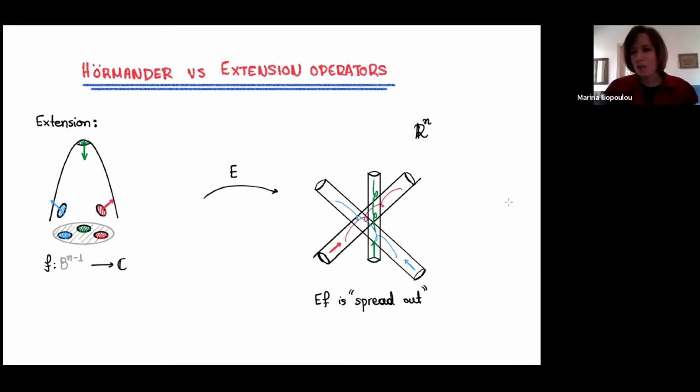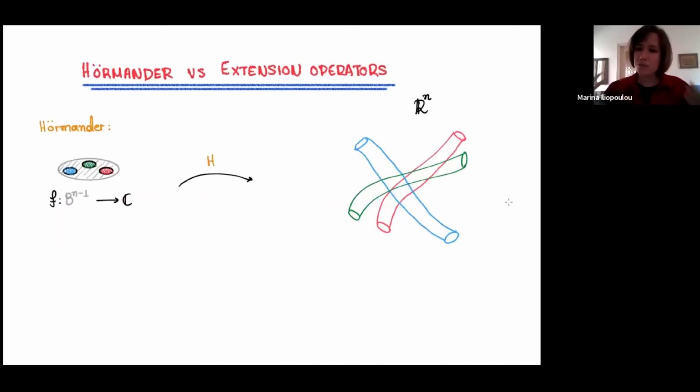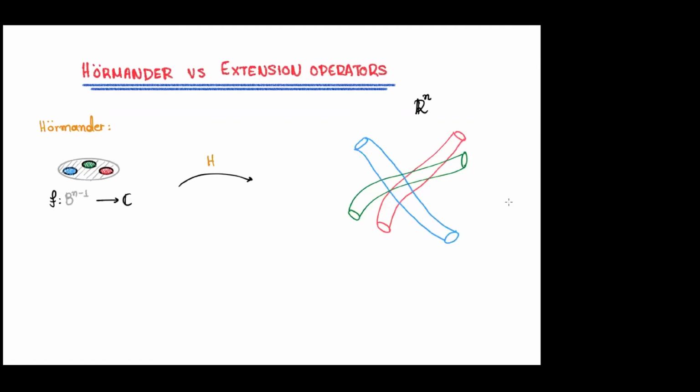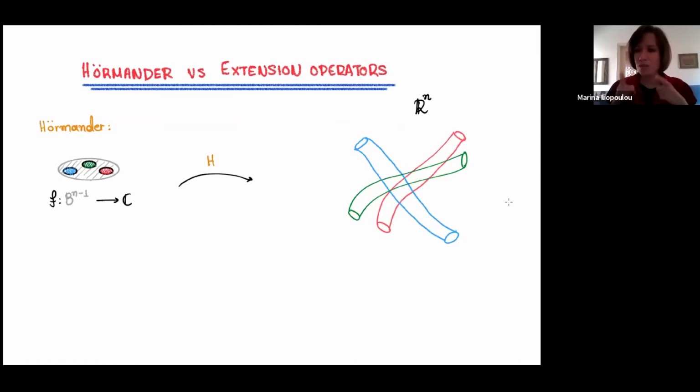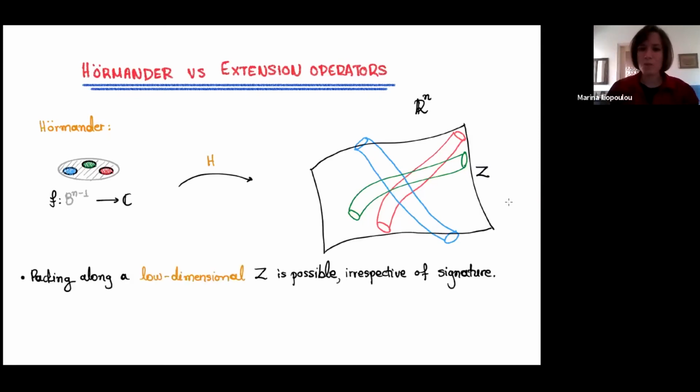In the case of the Hörmander operator, if we use the same f, we said that instead of straight tubes that carry the waves, we have curved tubes. That's the difference. But now, because of this curvature of the tubes, it's possible that the tubes are actually clustering on a very low dimensional surface. So this is possible, packing along a low dimensional surface, irrespective of the signature.